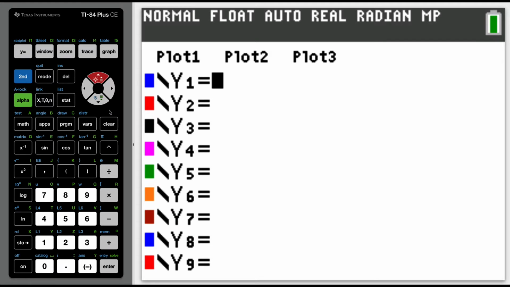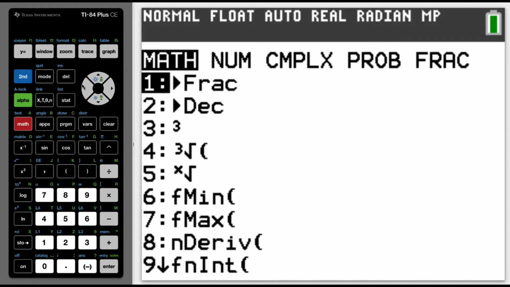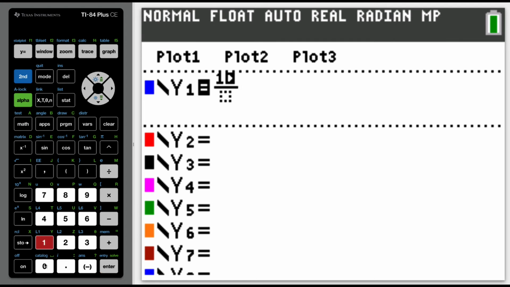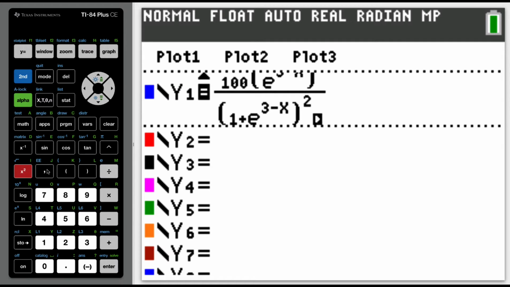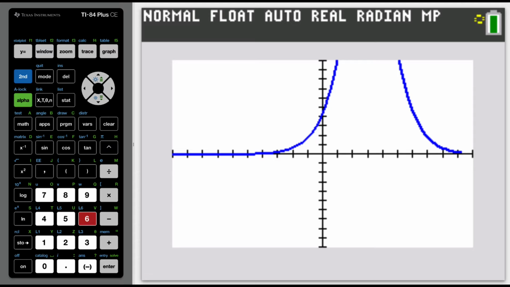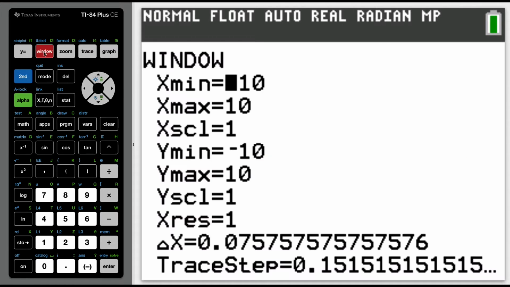So I've got my calculator fired up. In my y equals screen, I'm going to type in that derivative. So it was 100 times e being raised to the 3 minus t power. We're going to have to use x in here. And then on bottom, it was 1 plus e being raised to the 3 minus x power again. But all of that needs to get squared. I'm going to do zoom 6 on my calculator. I can't quite see the highest point on this curve when I hit graph, so I'm going to have to adjust my window a little bit.